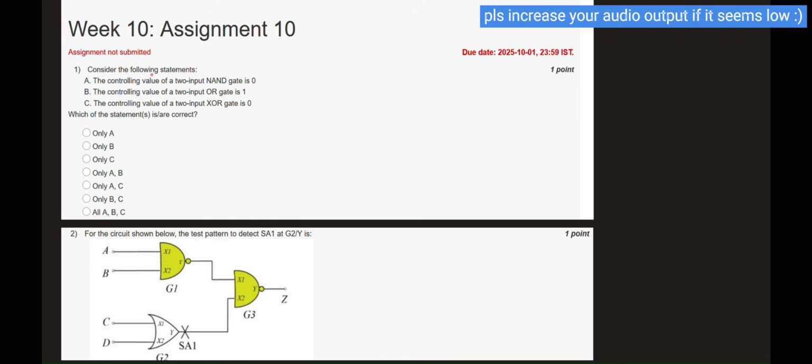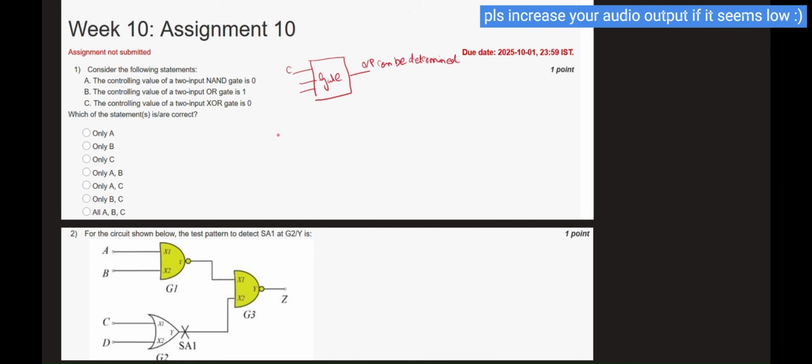So please follow. The first question here is, what is the controlling value? Controlling value for various gates. The controlling value for a 2 input NAND gate, 2 input OR gate, and 2 input XOR gate is being asked. So what does a controlling value mean? When a controlling value is applied to a gate, what will happen? There is a logic gate and suppose there are n inputs. If any of the inputs becomes a controlling value, then the output can be determined, irrespective of the other inputs.